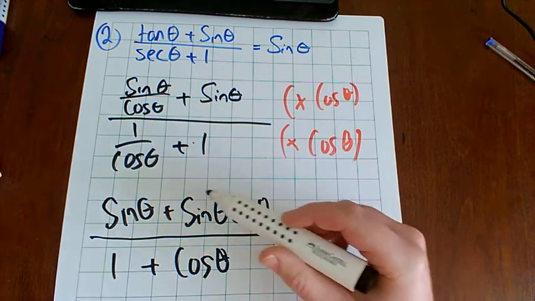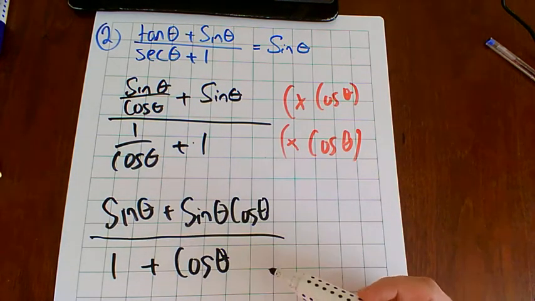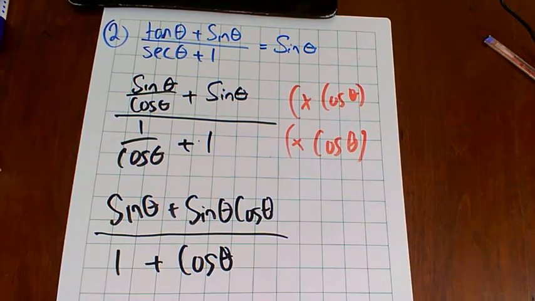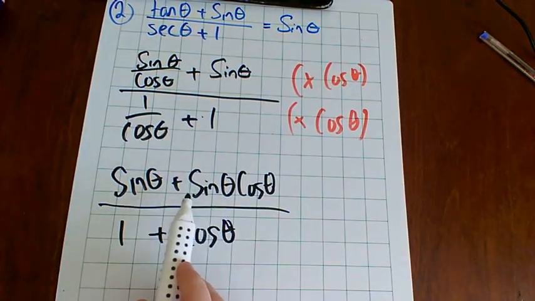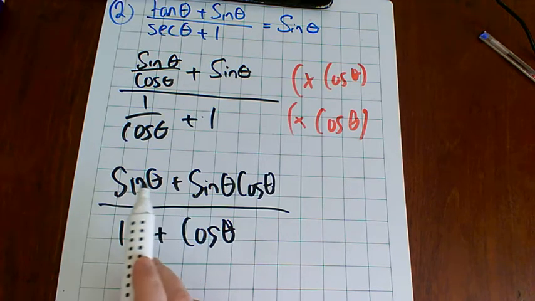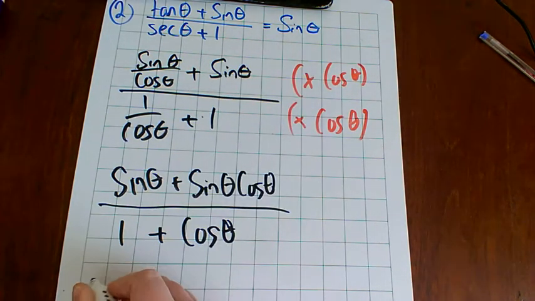Okay, is there anything that I can replace? And this is where your knowledge of fractions, I suppose factorizing as well. You're like, what's common to both of these? Sine theta. So I don't want two sine thetas, I want just one. So if I just factorize the top.